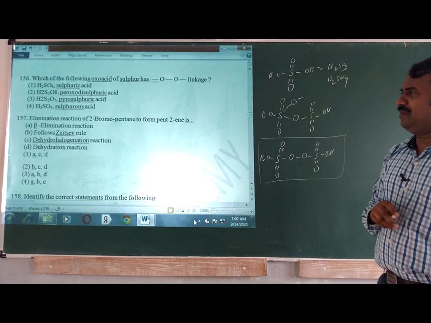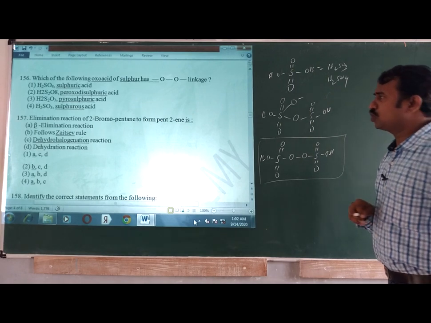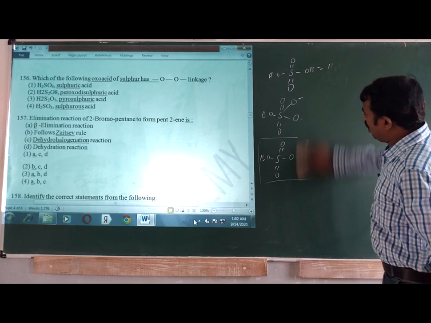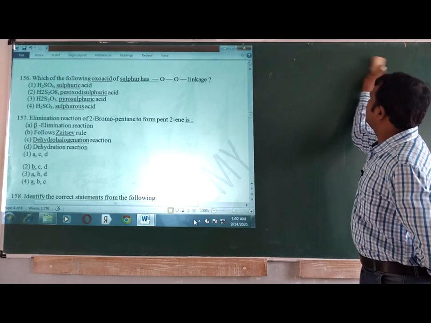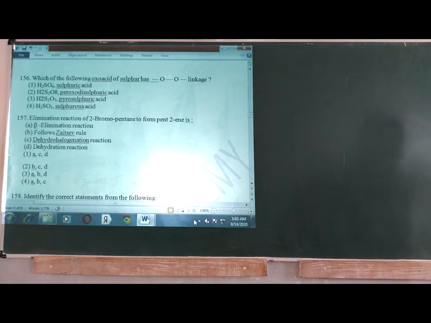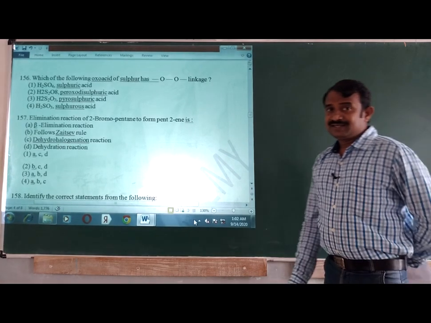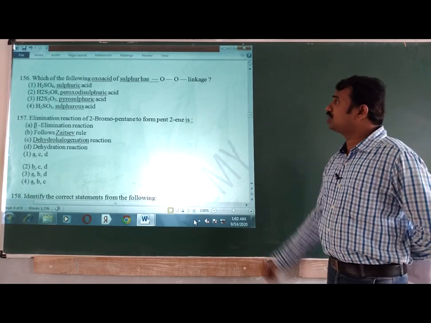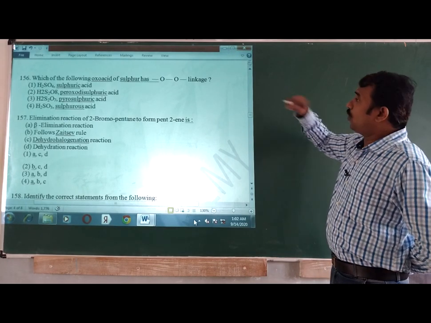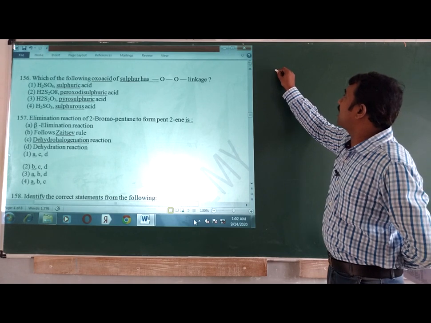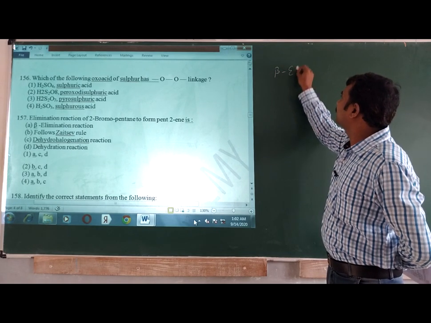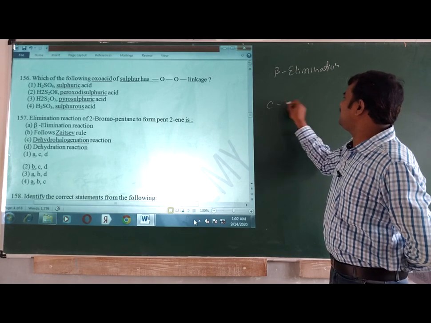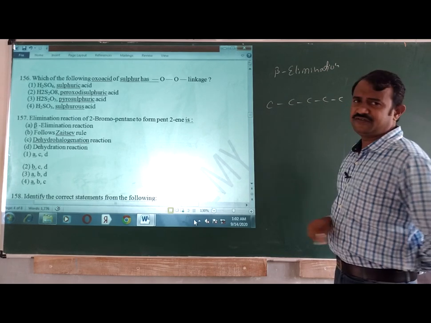Next, elimination reaction of 2-bromopentane when it reacts with alcoholic potassium hydroxide. This is one of the named reaction, Saytzeff rule. Saytzeff rule states that under dehydrohalogenation the proton removed should be from the carbon with the minimum hydrogens. The Saytzeff rule is also called as beta elimination. Beta elimination means carbon, carbon, carbon, carbon, carbon. It is a 5 carbon.